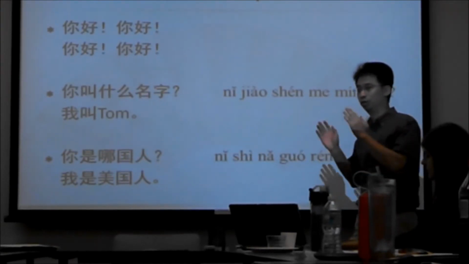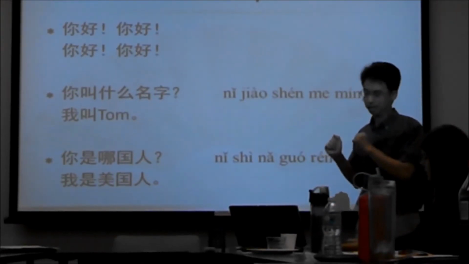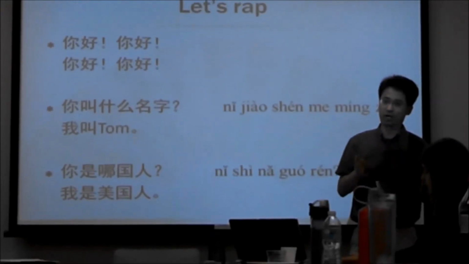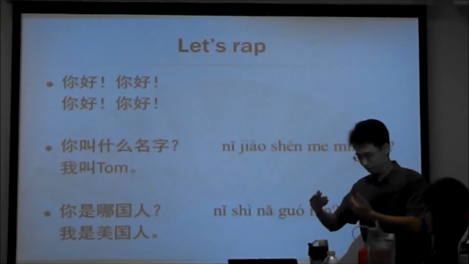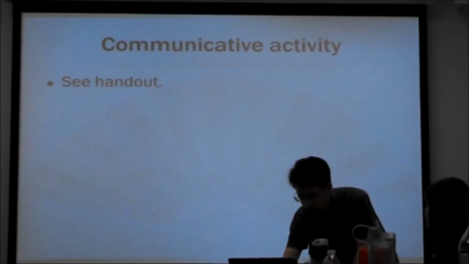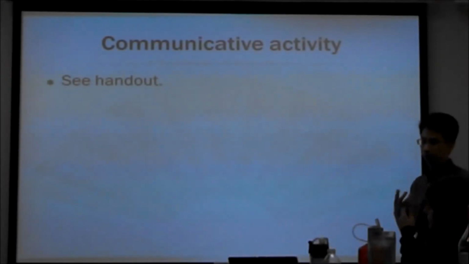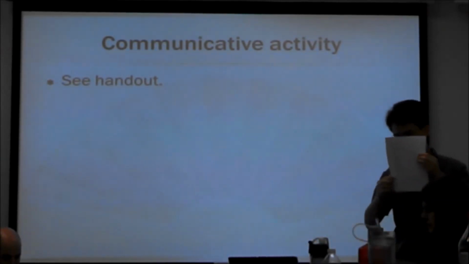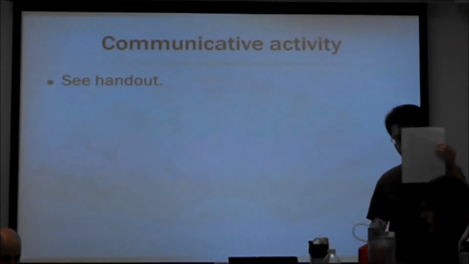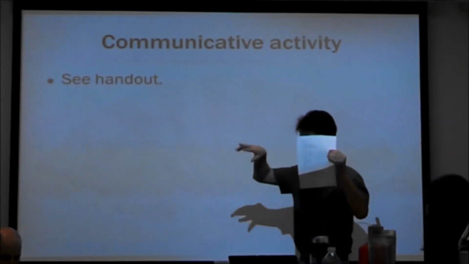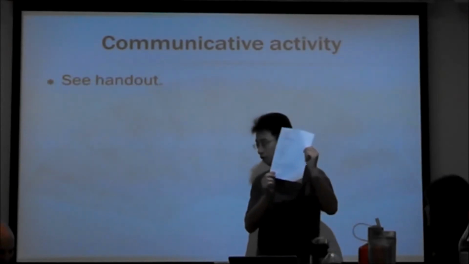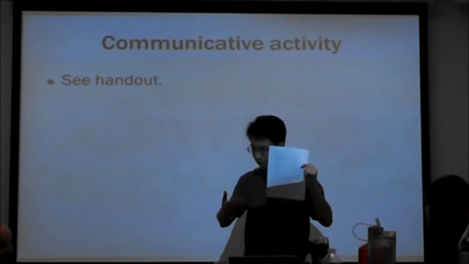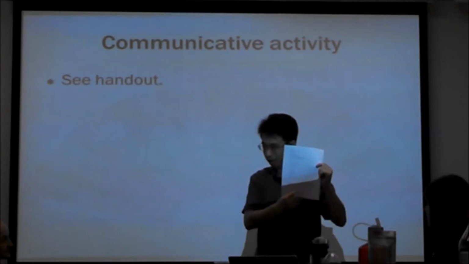So we'll go on for some time, and then we'll end up usually with a communicative activity. So if you can see the handout, the lower section, what we do is ask the students to go around and talk to people. There are 3 requirements, and they have to use Chinese. They have to take notes.